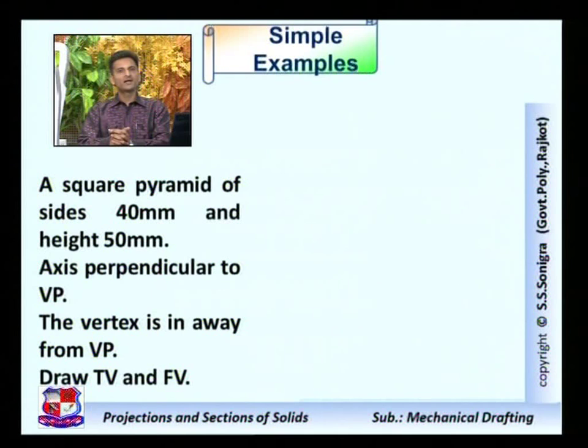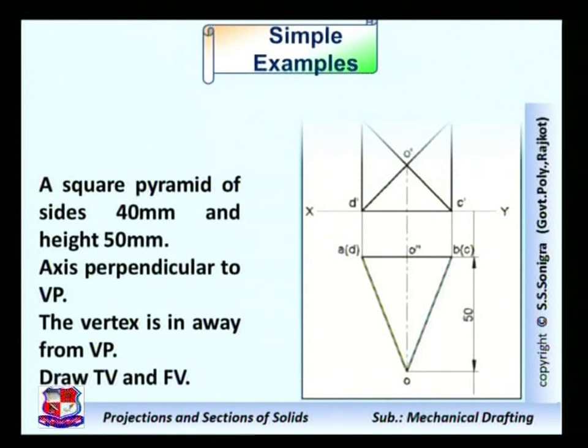As here it is given that axis is perpendicular to VP, we have to draw its true shape in front view as a square. So its front view would be a square, and this would be the solution. In front view, it would appear as a square having side length 40 mm. So first we draw this square in the front view having side length 40 mm, and two sides are parallel to XY line.